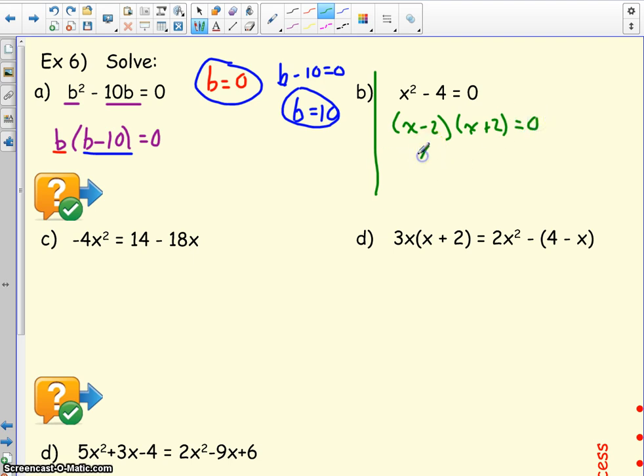Okay, so that gives you two answers. This one gives you x equals 2, and this one gives you x equals negative 2. Sorry, negative 2. Okay, so those are your two answers.